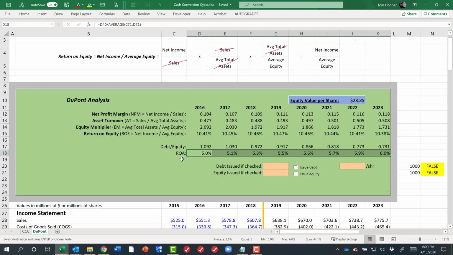This is all incredibly dry to talk about, but in the next video, we'll see what happens if we issue debt or equity, and we'll start making some charts to make this dashboard a little bit more interesting.